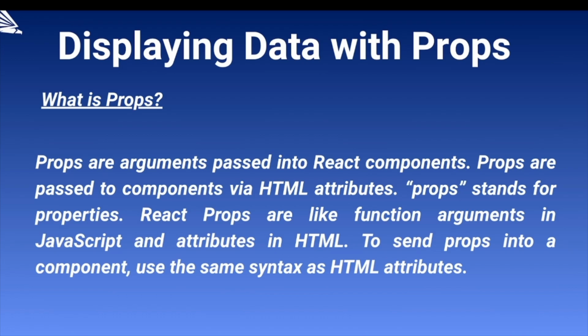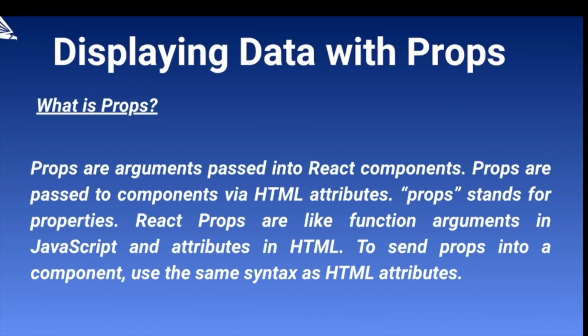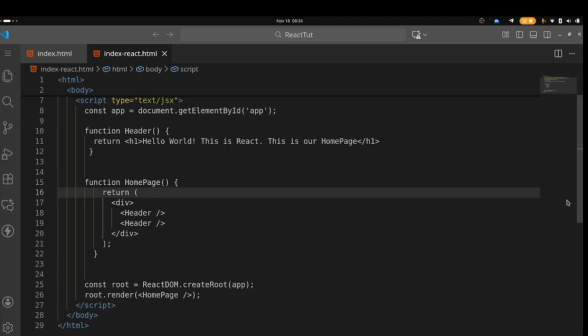To send props into a component, we are going to be using the same syntax as HTML attributes. So similar to a JavaScript function, you can design components that accept custom arguments, or what we call props, that change the behavior or what is visibly shown when it is rendered on the screen. Then you can pass down these properties from parent components to child components. So we are going to be looking at using props.